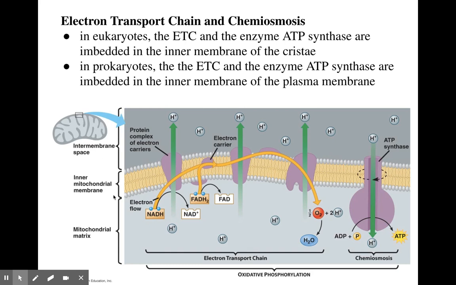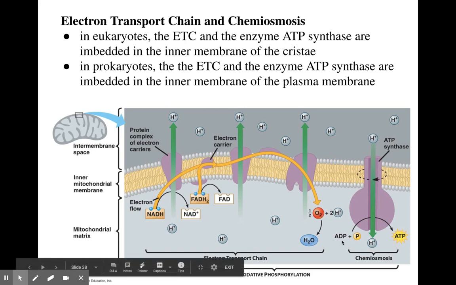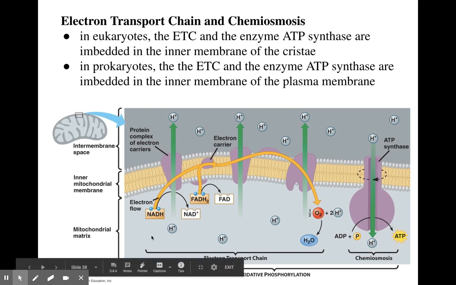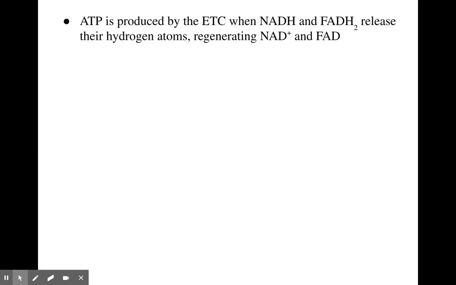All right, so let's look at the picture here just so we're clear. Down here, this liquid space here, this is the matrix. That's the very inside of the mitochondria. We have the inner mitochondrial membrane, right? That's a phospholipid bilayer with proteins in it. And then the outside is the inner membrane space. So we're going to be going from the matrix to the space, as you can see, or from the space to the matrix. So as we follow along, that's the picture we're talking about here.